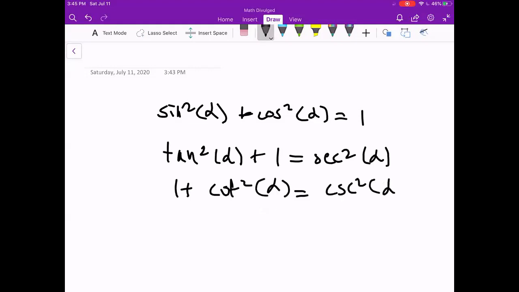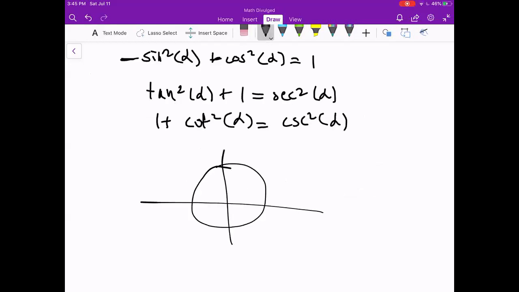And I'll go ahead and tell you why the first one is true. You can see that it's true from the unit circle. So remember we had something like this, where you had a right triangle. This vertical length is equal to sine of alpha. This horizontal length is cosine of alpha. And this radius of the circle is 1. So from the Pythagorean theorem, you can just see that sine squared of alpha plus cosine squared of alpha is equal to 1.